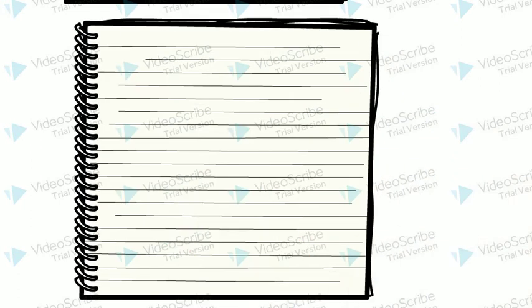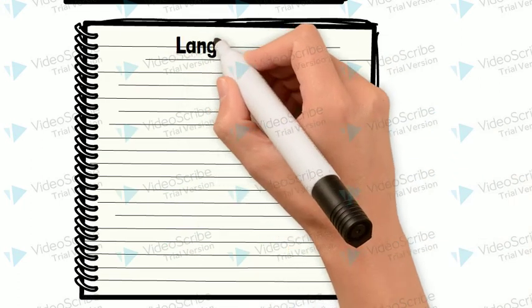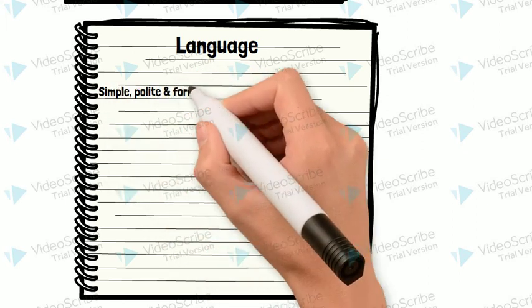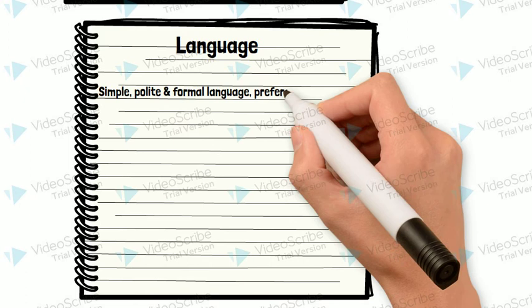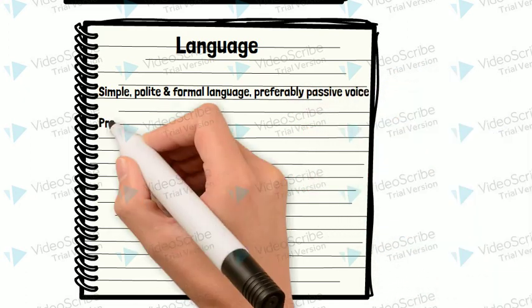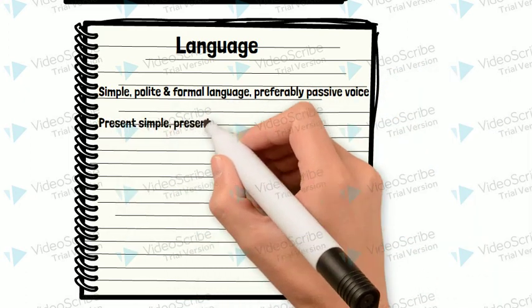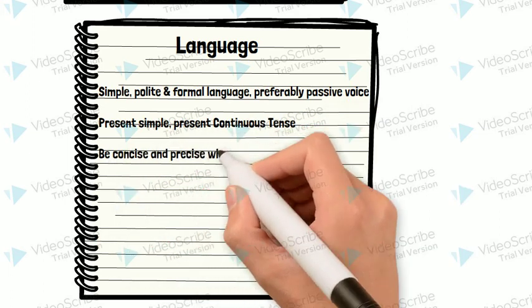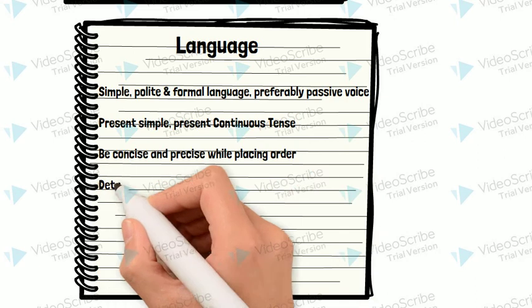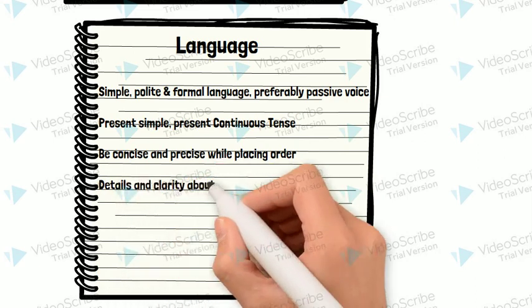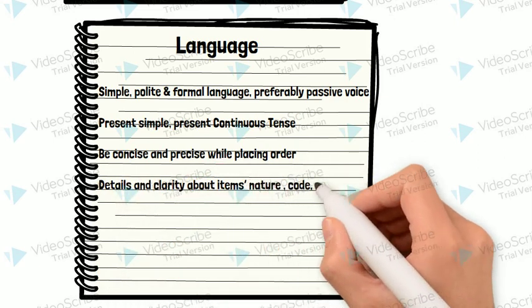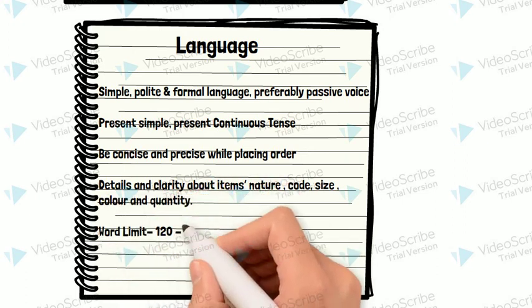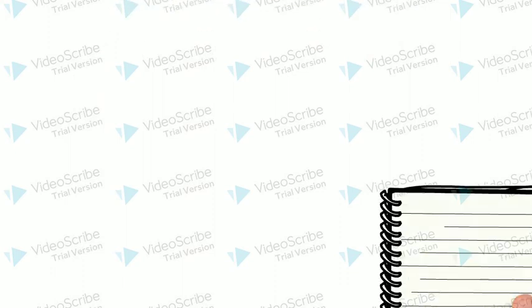Now the question is, what is the kind of language to be used here? Obviously, we need to be simple, polite, formal, and preferably use passive voice. We can use simple present tense or simple present continuous tense. We need to be concise and precise while placing the order. Details and clarity about items, nature, code, size, color, and quantity need to be mentioned. Word limit is 120 to 150 words.